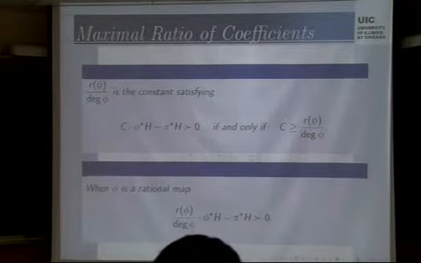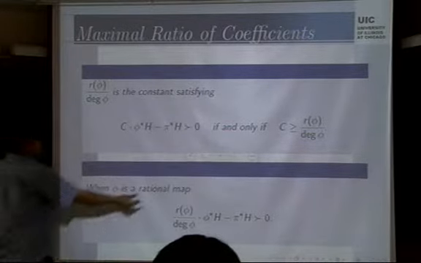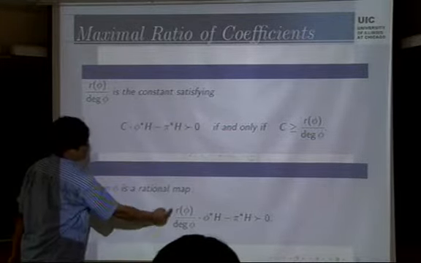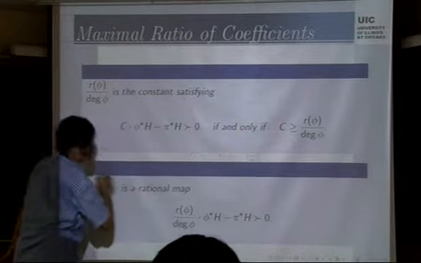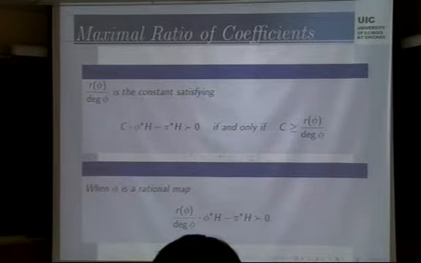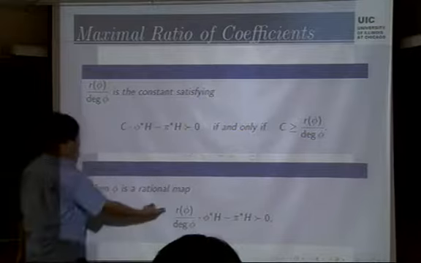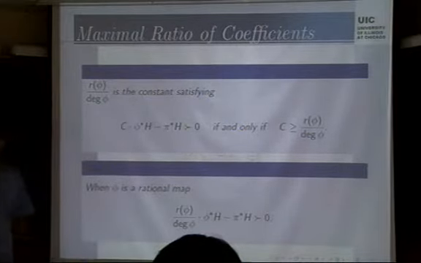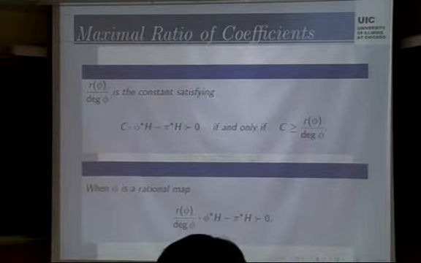Which changes if you have a rational map. Then your D ratio over degree of phi: previously you had a morphism whose D ratio is 1, so we have the previous inequality, and here we have a rational map whose D ratio is greater than 1, so we have an inequality like that.